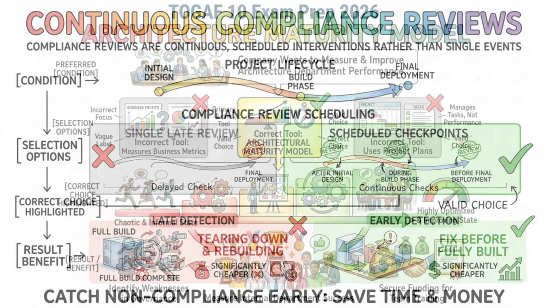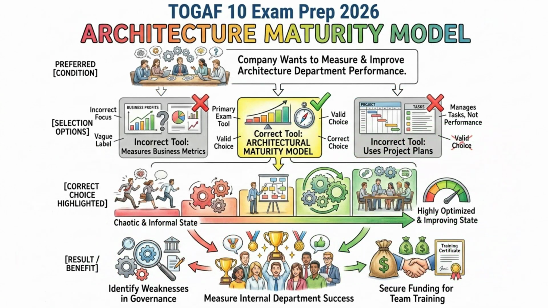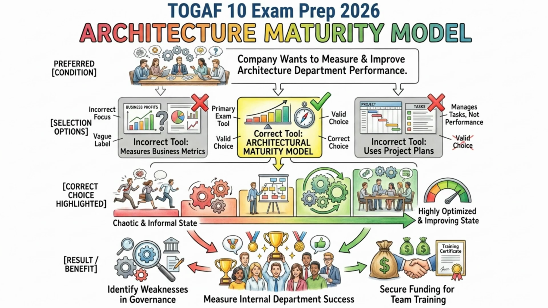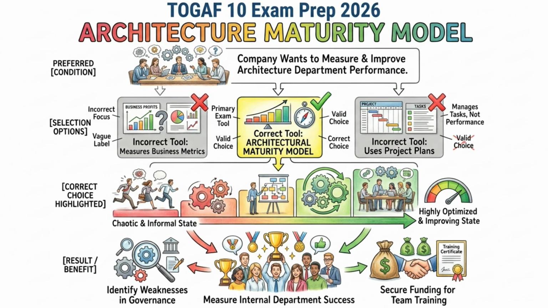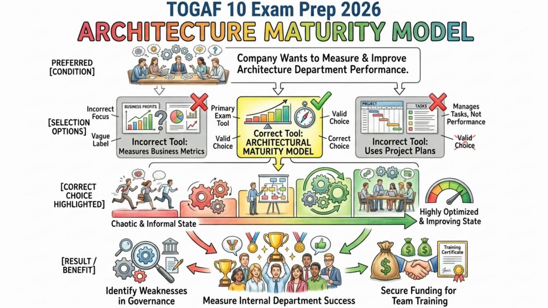Another key component of the capability framework is the architecture maturity model, which is used to evaluate how well the architecture practice is performing. A maturity model allows a company to score its architecture processes on a scale, typically ranging from a chaotic, informal state up to a highly optimized, continuously improving state. By assessing maturity, leaders can identify weaknesses in their architecture governance and secure funding to train their teams. On the exam, maturity models are presented as the primary tool for measuring the internal success of the architecture department itself.